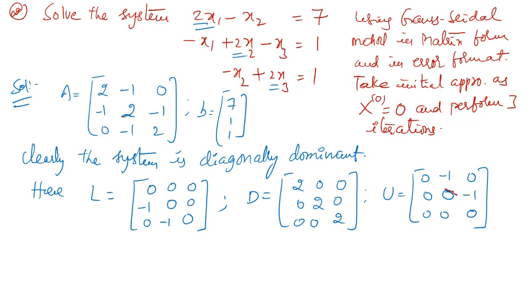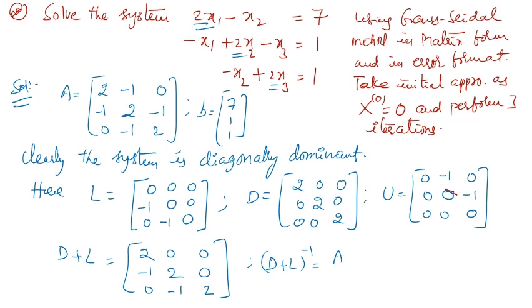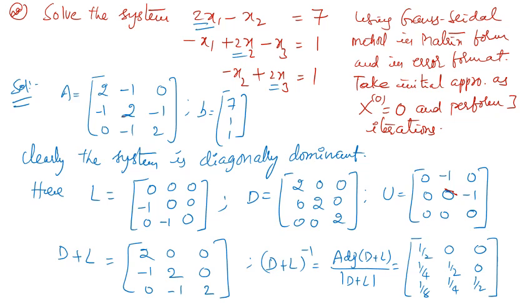But here what do we need? The matrix D plus L is required. So D plus L matrix is what? Add these two, D and L. This is 2 0 0, -1 2 0, 0 -1 2. This is D plus L, right? And the U matrix is already there. One more thing required is (D+L) inverse. So what is the formula? Adjoint of (D+L) divided by determinant of (D+L). You can calculate this. And (D+L) inverse is 1/2 0 0, 1/4 1/2 0, 1/8 1/4 1/2. This is (D+L) inverse.